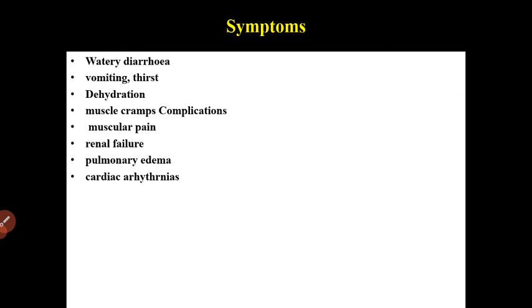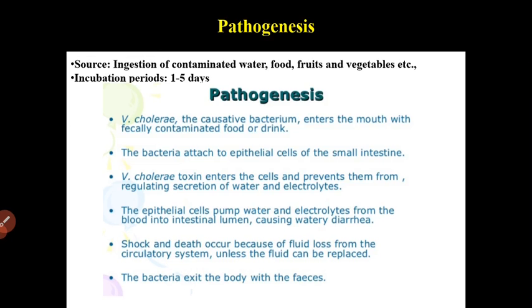Symptoms: watery diarrhea, vomiting, thirst, dehydration, muscle cramps. Complications: muscular pain, renal failure, pulmonary edema, and cardiac arrhythmias. Next, pathogenesis. Source: ingestion of contaminated water, food, fruits, vegetables. Incubation period: it is 1 to 5 days.